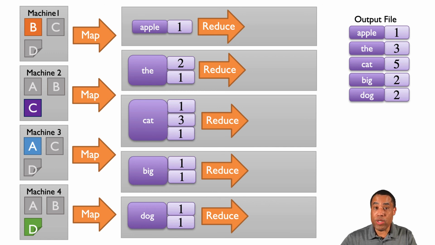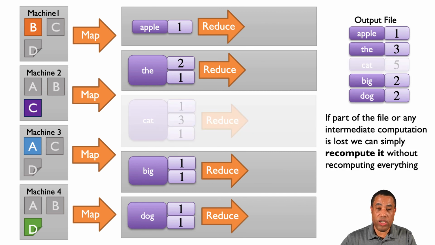Now, what happens if one of our reducers fails? Say the reducer that was working on cat. Well, we can simply recreate it because we save the outputs of the map and just run it on a different machine. So if it was machine 2 that failed, maybe we run it on machine 3 instead. And this is the advantage of MapReduce. It can run on commodity hardware. If something fails, we've saved copies of the map outputs, and we can simply rerun the reduce operation.